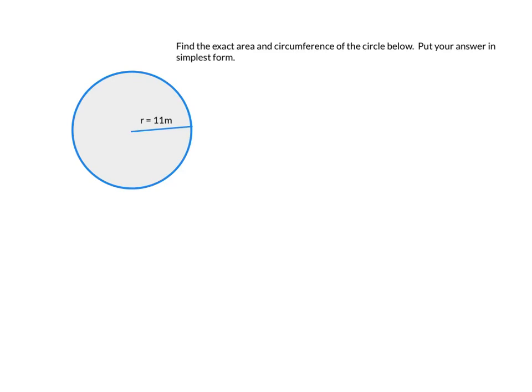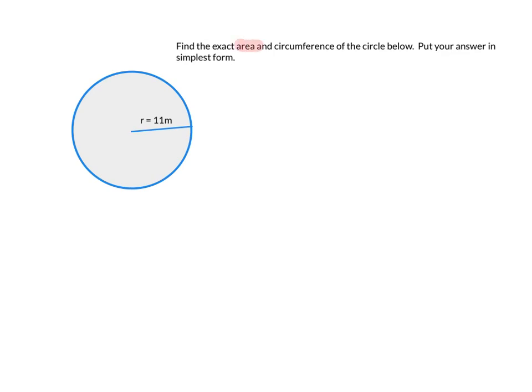We're going to take a look at some problems here. We're going to be working with circles and finding their area and their circumference. We're also going to be given the area and circumference and working backwards to find either the radius or the diameter.